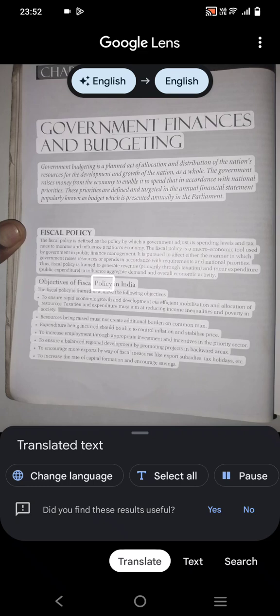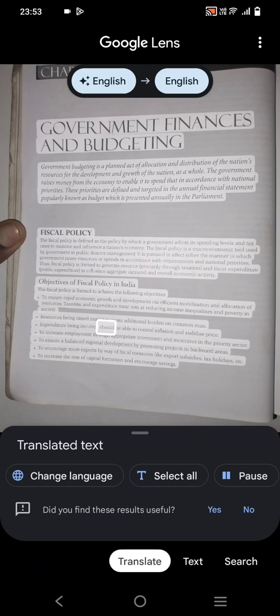Objectives of fiscal policy in India. The fiscal policy is framed to achieve the following objectives: to ensure rapid economic growth and development via efficient mobilization and allocation of resources. Taxation and expenditure must aim at reducing income inequalities and poverty in society. Resources being raised must not create additional burden on the common man.